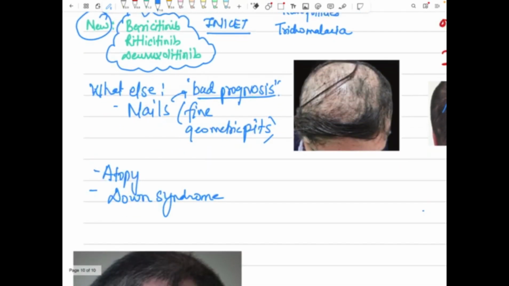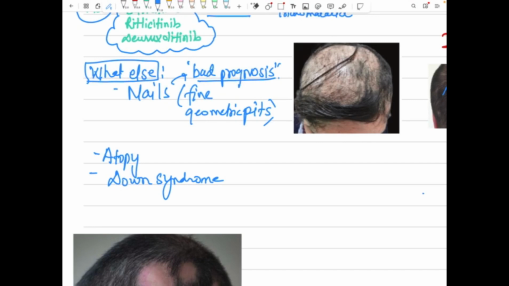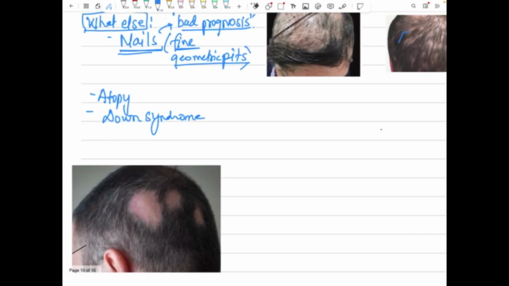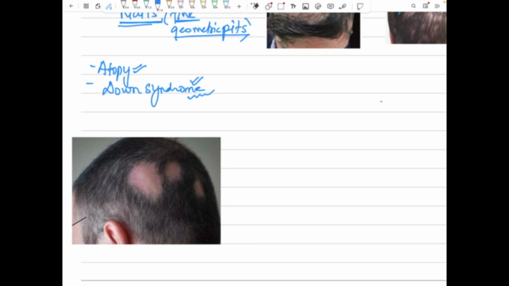What else should you know about alopecia areata? What other part of the body should you examine in a patient? You should examine the nails. Why nails? Nails will have fine geometric pits as opposed to psoriasis where we have coarser pits. What else is the important association? There is association of atopy and also an important association of Down syndrome. So this you should remember about alopecia areata. This is the picture. Very well defined smooth patches, no hair inside it. Some gray hairs are spared, right?